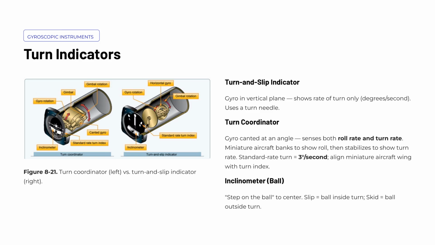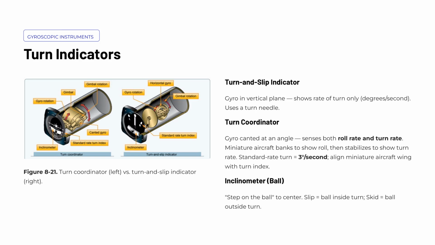There are two types of turn indicators you need to understand, and while they look similar, they work differently. The turn and slip indicator uses a gyro mounted in the vertical plane and shows only the rate of turn in degrees per second, indicated by a needle. The turn coordinator, on the other hand, has its gyro canted at an angle, which allows it to sense both roll rate and turn rate.